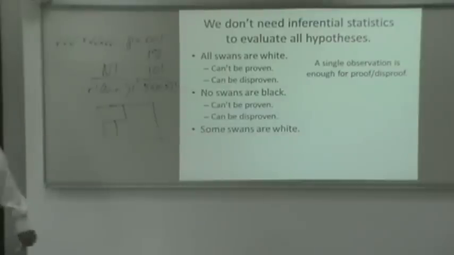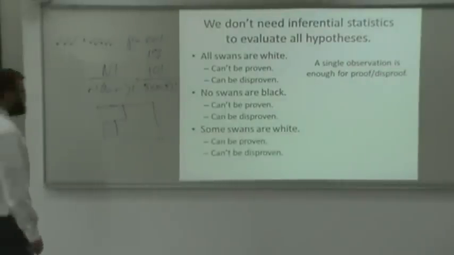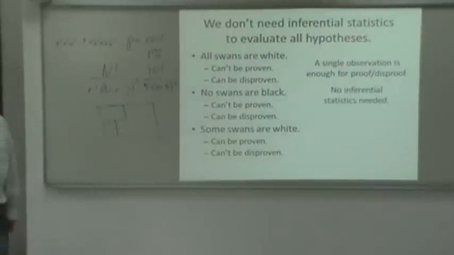How about some swans are white? Can we prove this? Yes. All we need to do is find one swan that's white and we met the criteria. We can't disprove it, right? For these, we don't need inferential statistics. We just need one descriptive statistic. Aha, we saw one. So you might need lots of time and patience for things like these.